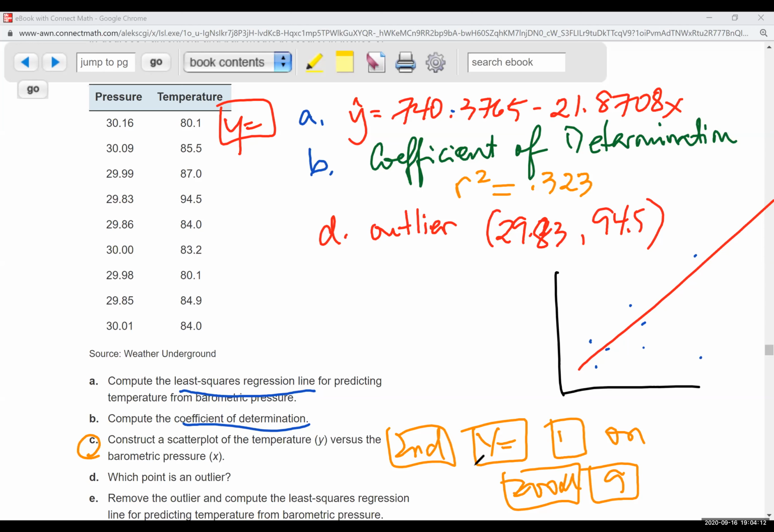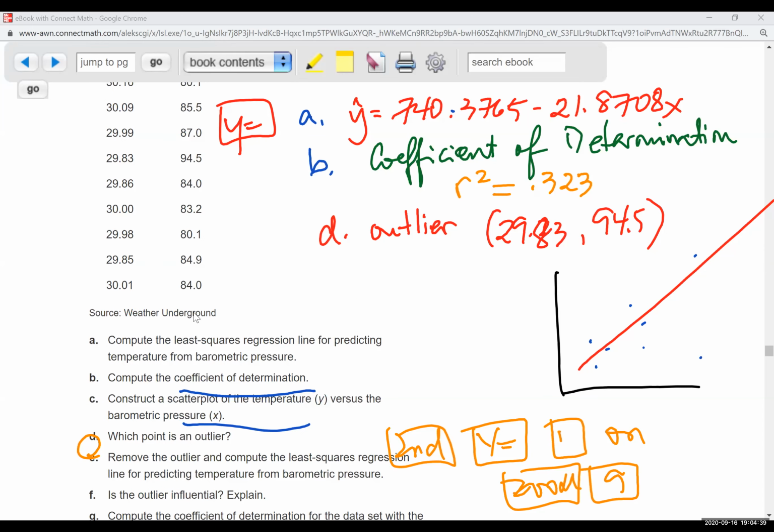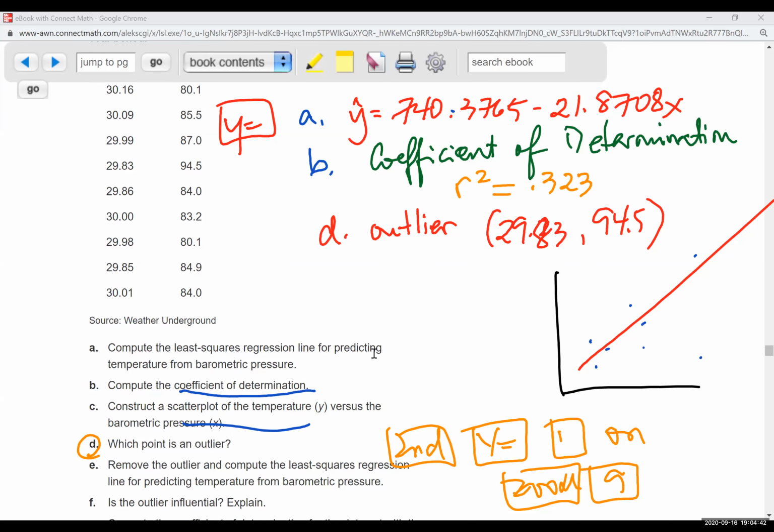Yeah, no problem. So what I want you to do next is remove the outlier. Go to your table, your L1 and L2, and delete 29.83 and 94.5. So just press delete. Are you done?